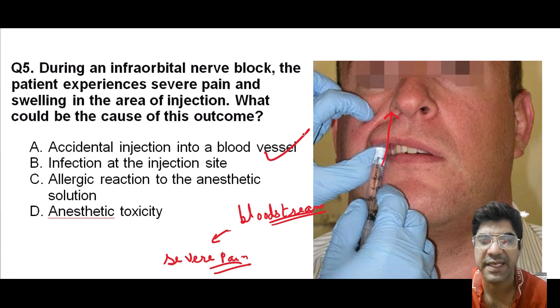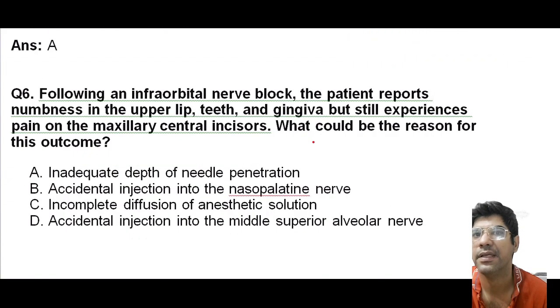Anesthetic toxicity can cause systemic symptoms like dizziness, confusion, tremors, seizures. Those are not mentioned. So the answer is obviously A.